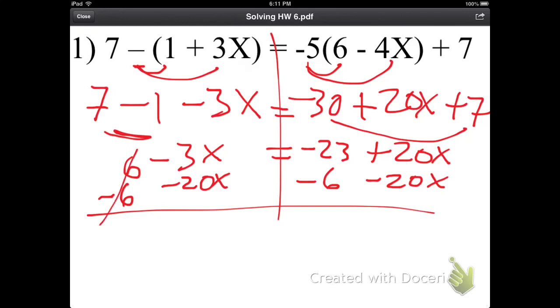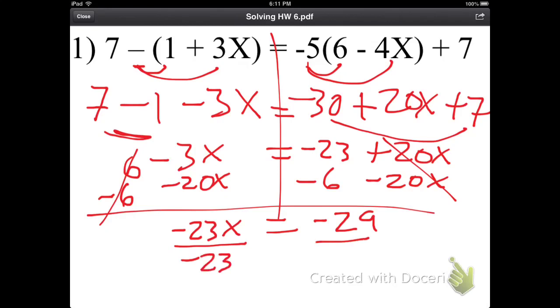The 6's on the left are gone, and the 20x's on the right are gone. So on the right side, we just got negative 23 minus 6, which is negative 29. And on the left side, we got negative 3x minus 20x, which is negative 23x. And now, all I have to do is divide by what's in front of x, which is the negative 23, and that will get me my answer.